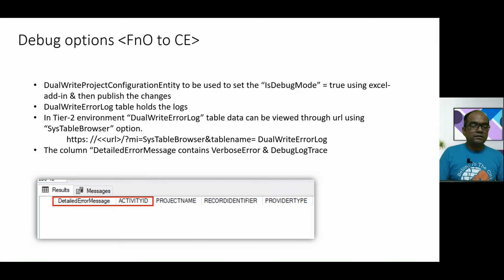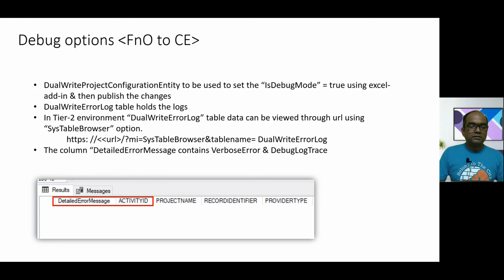One thing I would like to highlight here: in a tier 2 environment, in some cases it is difficult to get access to Azure SQL. In that case, you can use a sys table browser menu item with the help of a URL, and view the whole table data in detail.